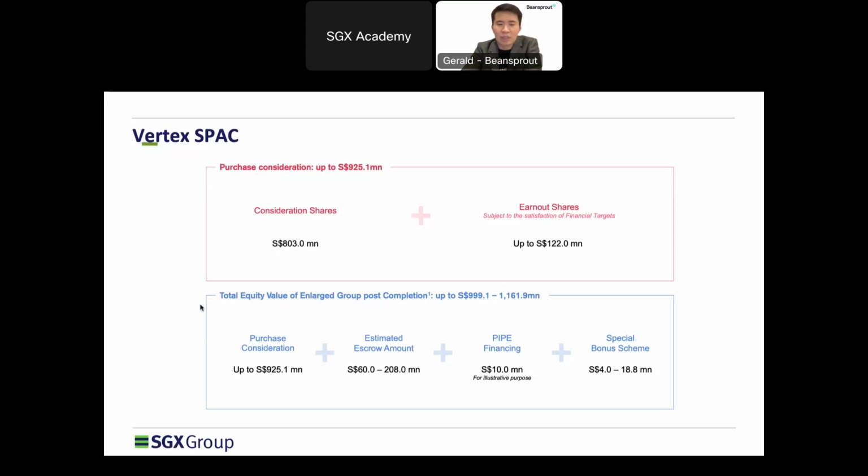So there's this purchase consideration of 925 million. You've got the amount in the escrow, 60 to 208 million. I talked about PIPE financing, which is effectively private investors that may contribute additional equity to this business combination as well. And then you've got the special bonus scheme. These are all numbers for illustrative purposes, and the actual numbers might still differ depending on the takeout rate across this different group of investors.